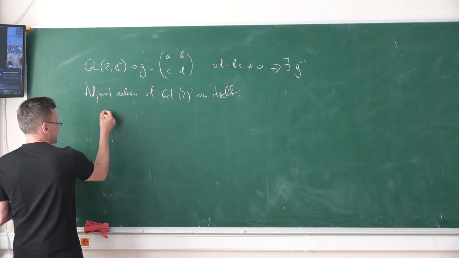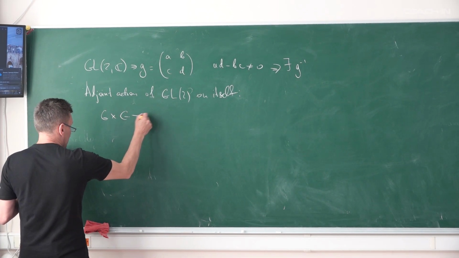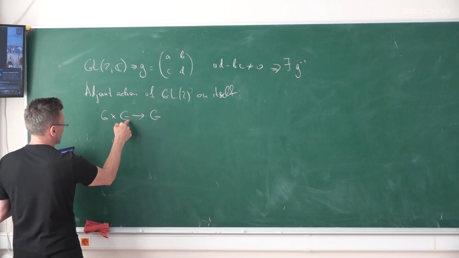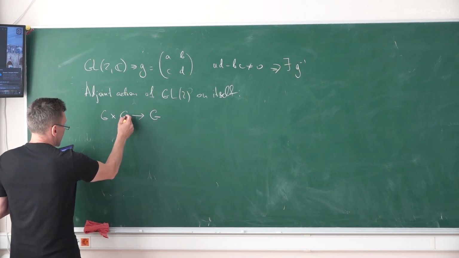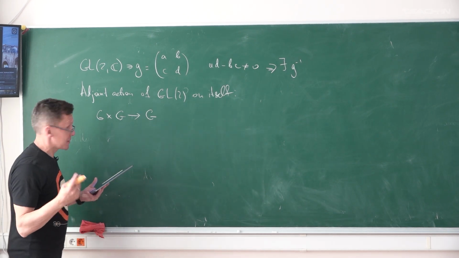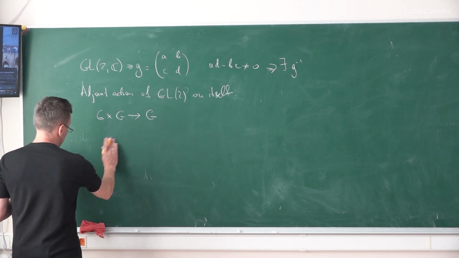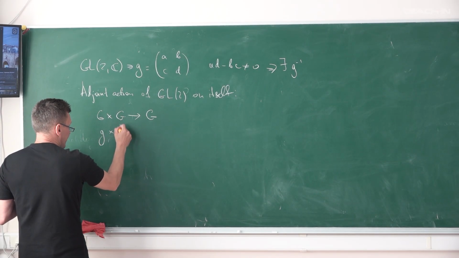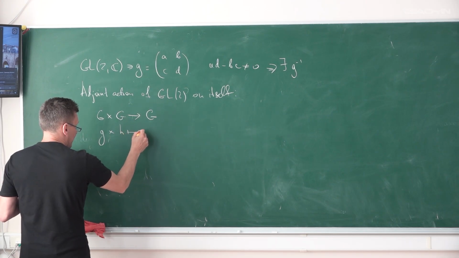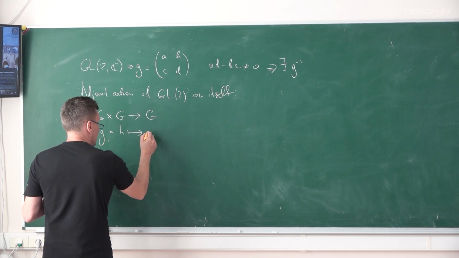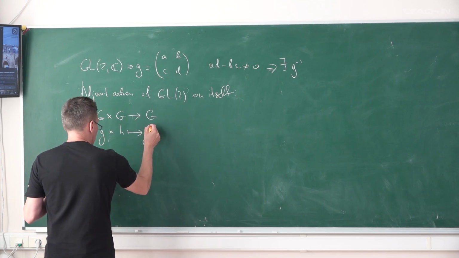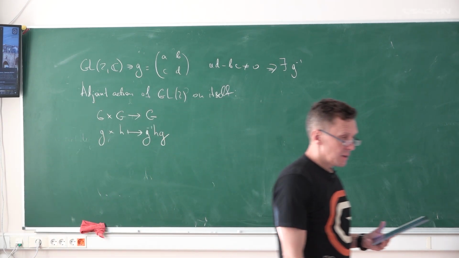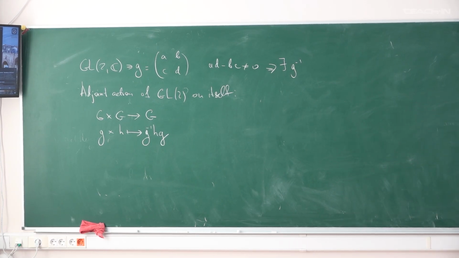What does it mean? We have to construct a map. In this case, the group and the set are the same as a set, but their roles are different. This is an element of the group, and it acts on an element of the set. This pair is mapped into G minus 1 H G. The first task is to demonstrate that it is an action.